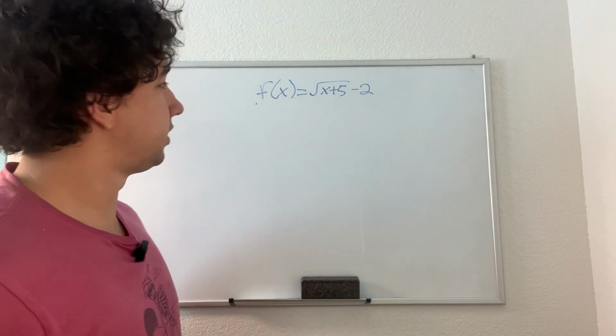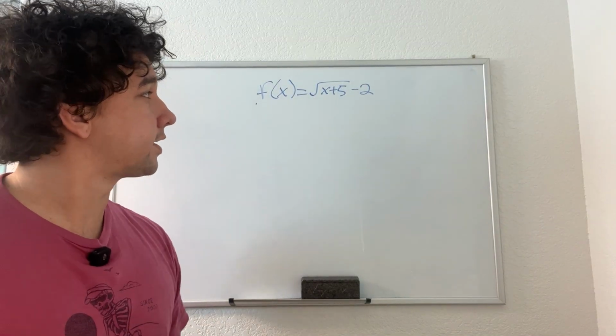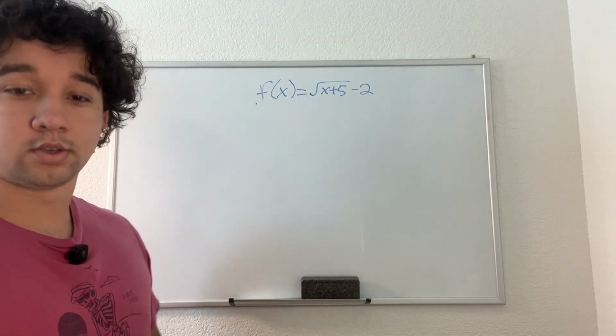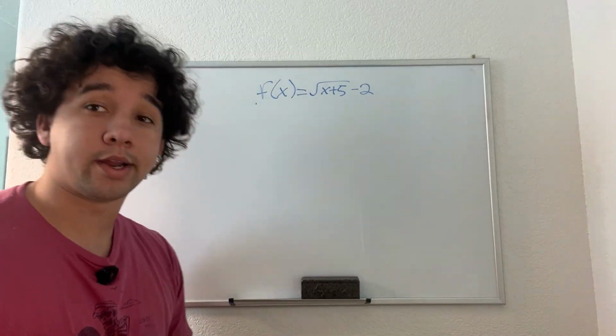All right, round 2 here. f(x) is equal to the square root of x plus 5, minus 2. So the first thing I'm going to do is find the domain and range.